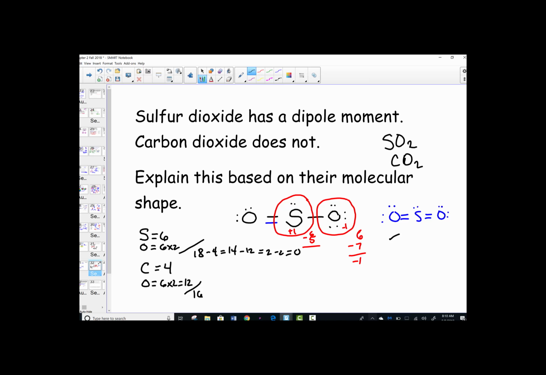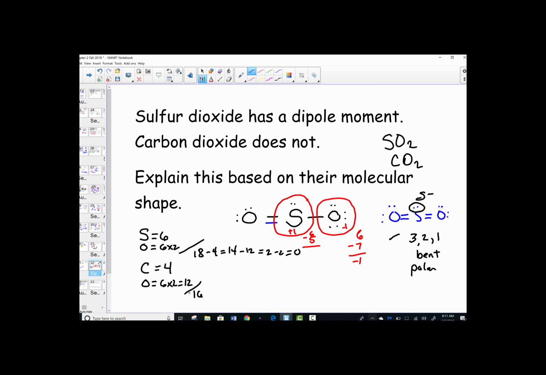Now, is this polar? We have 3 domains. 2 are bonded, 1 is unbonded. 3, 2, 1 gives us a bent molecular structure. Keep in mind, the electrons up here give me a very rich region of electron charge. So that is indeed polar based on the fact we have a set of dots on top of sulfur.